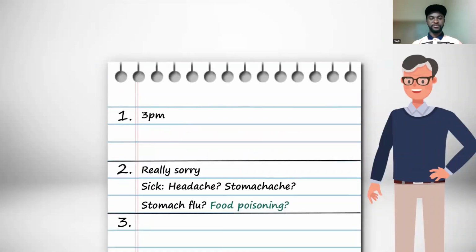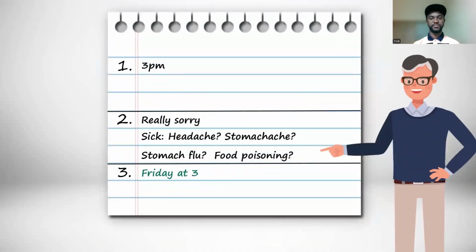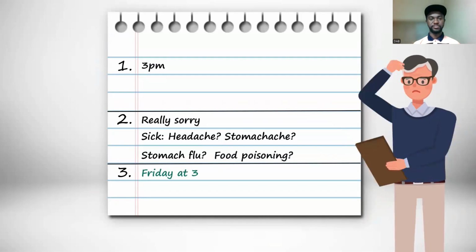Number 3, ask to change the meeting day and suggest a time. This one seems pretty easy. I'll say Friday at 3. Okay, back to number 1. Say what the meeting is about. I really have no idea. I'm just going to write whatever comes into my mind.